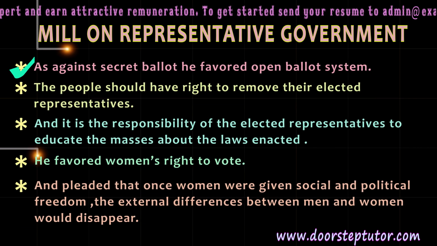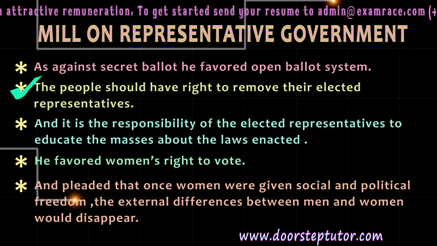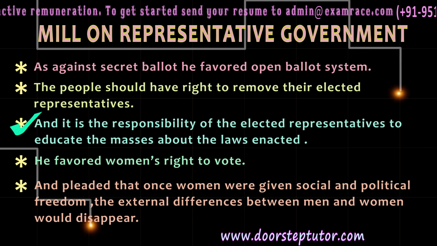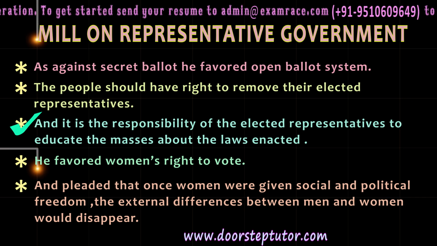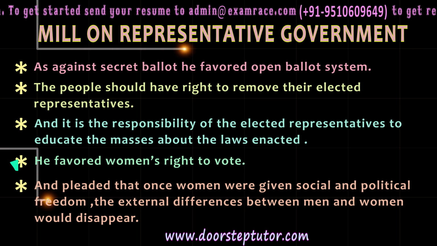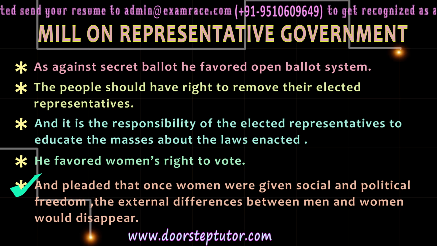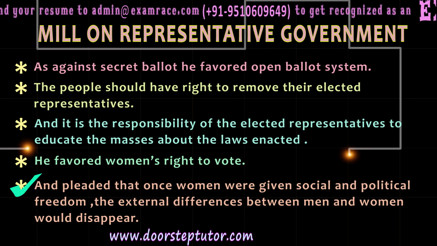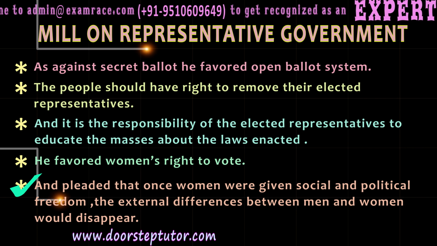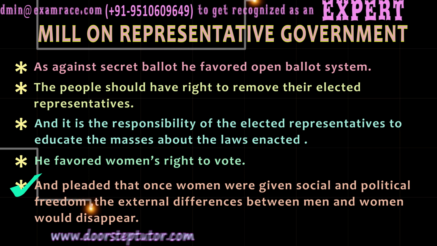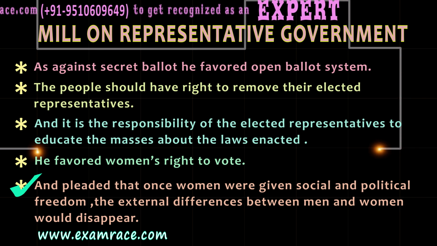As against secret ballot, he favored the open ballot system. The people should have the right to remove their elected representatives, and it is the responsibility of the elected representatives to educate the masses about the laws enacted. He favored women's right to vote and pleaded that once women were given social and political freedom, the external differences between men and women would disappear. This is what J.S. Mill has conceptualized under utilitarian philosophy.